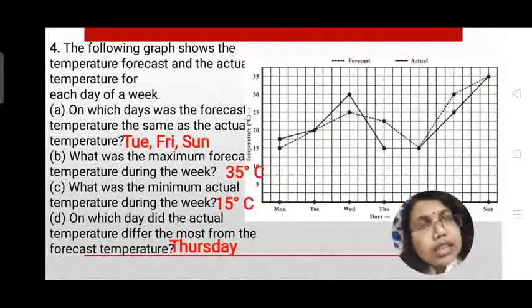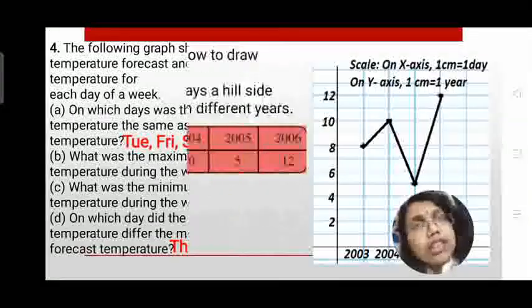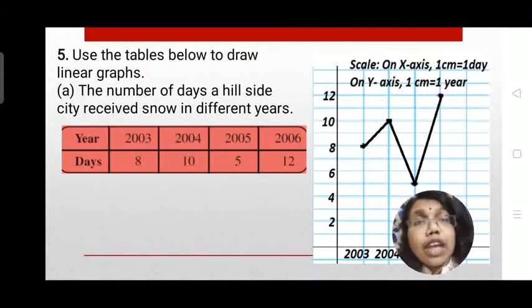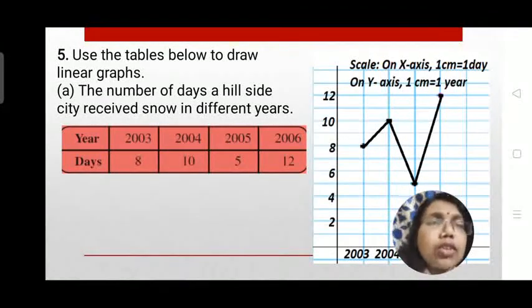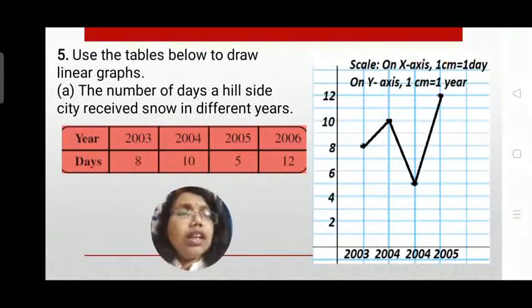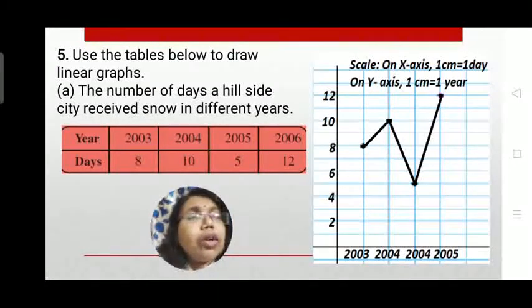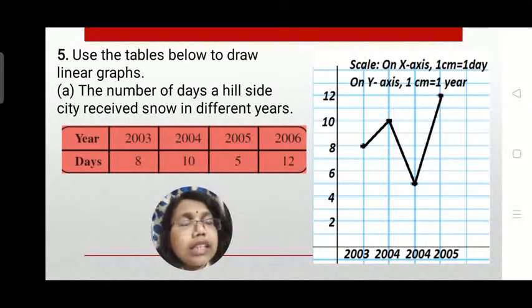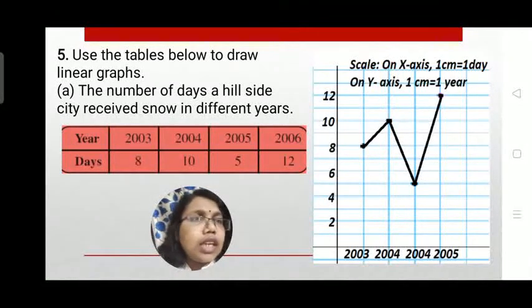So that's the fourth question. Now after this we have the fifth question, wherein we have to make the linear graph. Now here the quantities given are 2003 8, 2004 10, 2005 5 and 2006 12. Now here we have to put the years on the x-axis, and on the y-axis we have taken the number of days. So 1 centimeter is 1 day. So that's why after two boxes we have 2, 4, then 6, 8, 10 and 12.